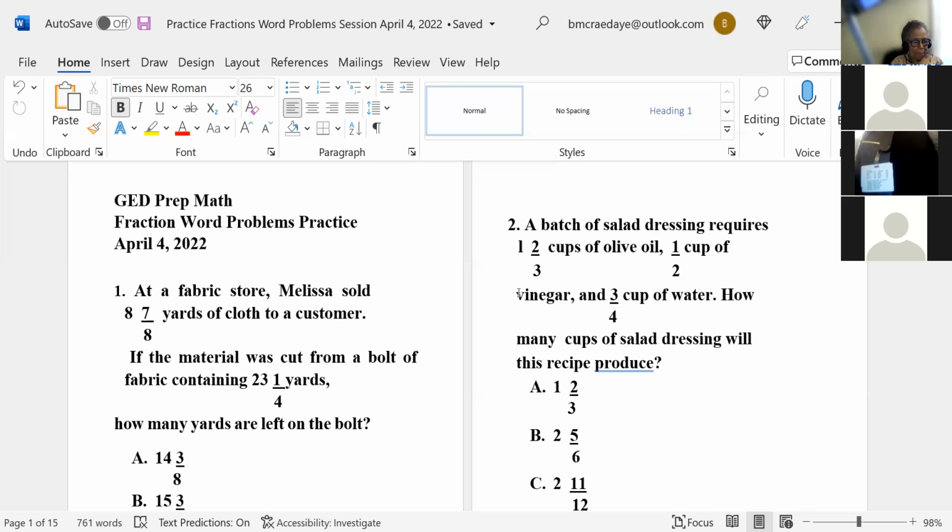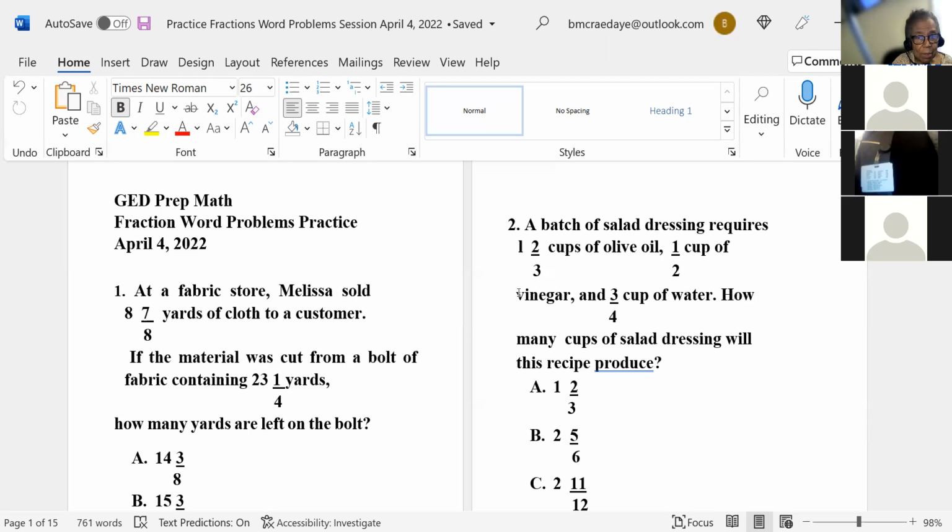She sold 8 and 7/8 yards, and she cut that from a bolt of 23 and 1/4 yards. Just tell me in words how you would solve it. Okay, I would subtract. Subtract what? You're on the right path. Subtract the 8 and 7/8 from the 23 and 1/4. Very good. Now, what would you do first?